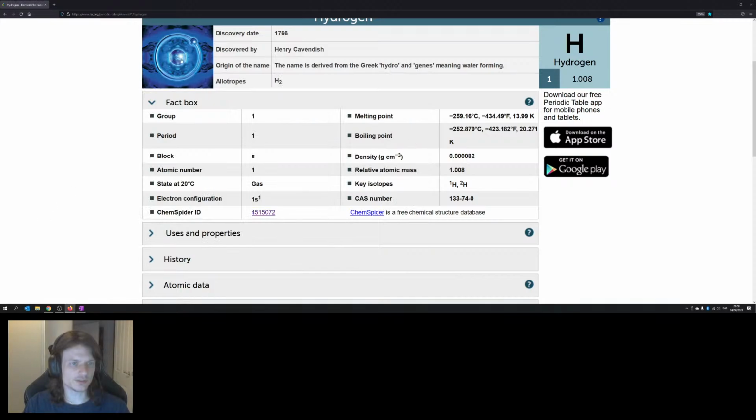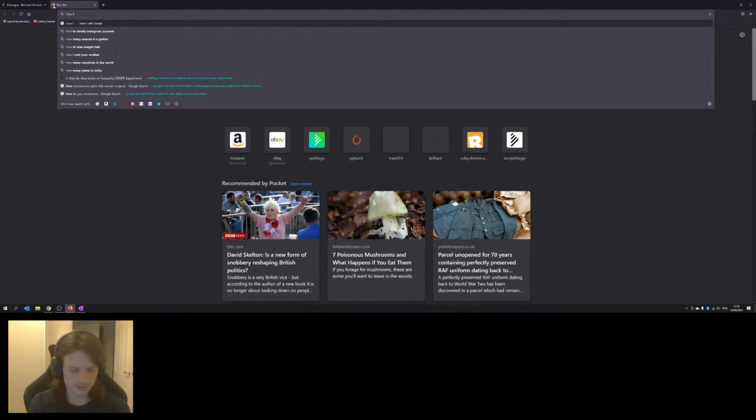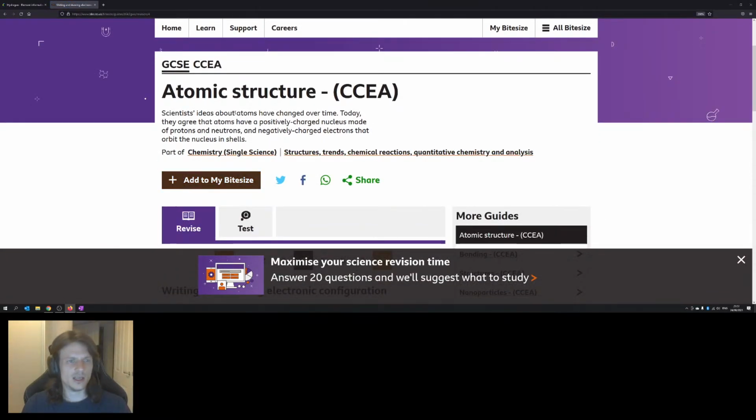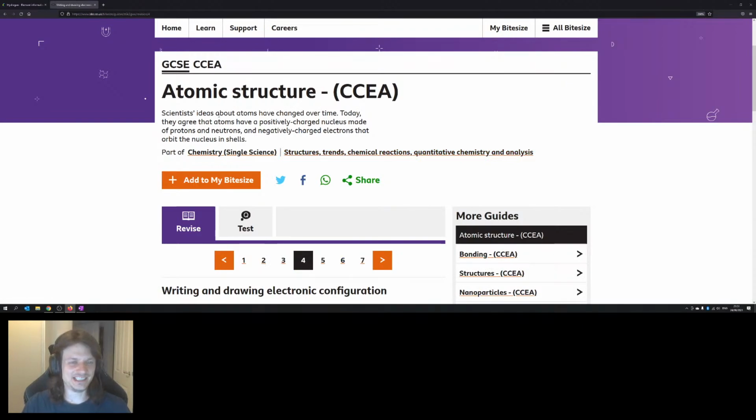So if I was to draw this, how to draw electron configuration. Writing and drawing electron configuration. Let's see what they mean. Yeah, GCSE, of course. It's the only way. Scientists' ideas about atoms have changed over time. Today, they agree that atoms have a positively charged nucleus made of protons and neutrons, and negatively charged electrons that orbit the nucleus in shells.